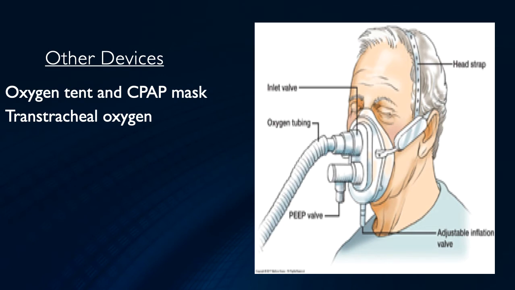We also have oxygen tents that you can see lots of times used with children. We also have what's called CPAP and BiPAP masks. CPAP provides pressurized O2, and it's very continuous. It's at a constant pressure. If the patient is using a BiPAP, that is a 2 pressure setting device for inhalation and exhalation. You will see the CPAP or BiPAP used for patients with sleep apnea.